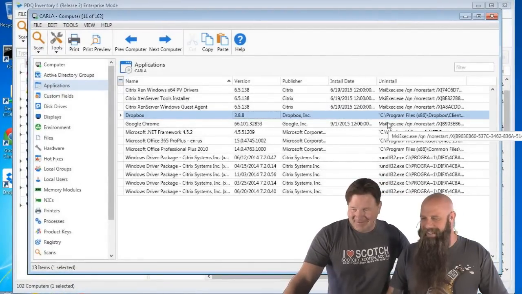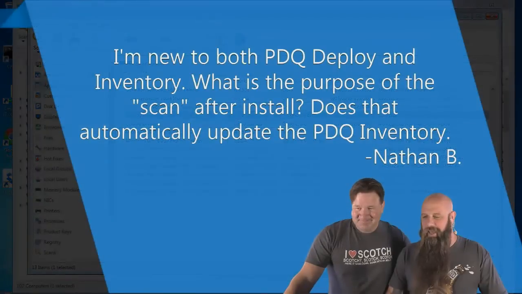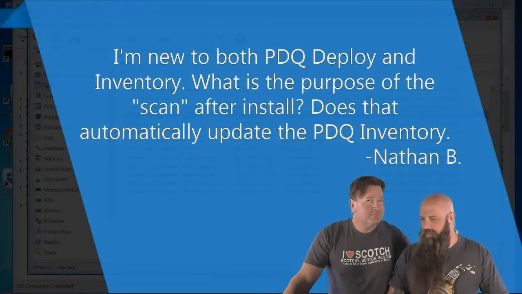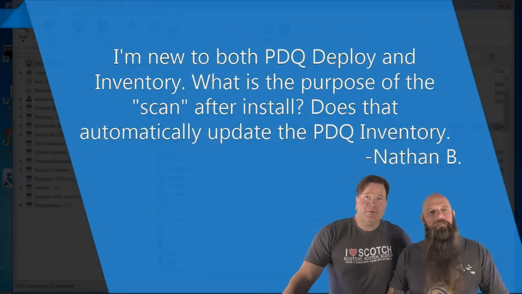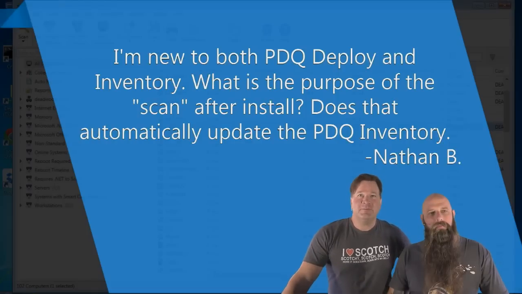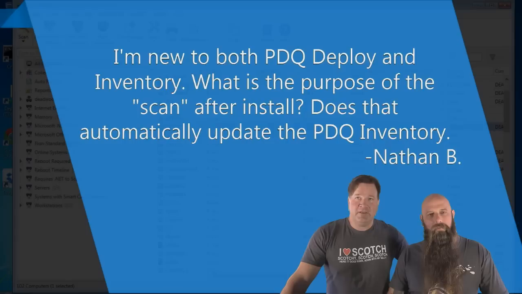Really quick, we've got a question coming. Notice that Dropbox is 388, and now instead of per user, it's in the program files. Okay, I'm new to both PDQ Deploy and Inventory. What's the purpose of the scan after install? Does that automatically update PDQ Inventory? Nathan B., you called it, man.